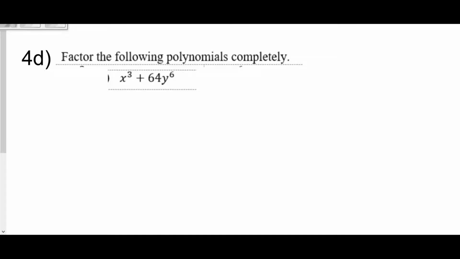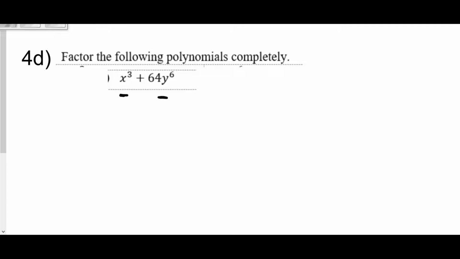For D, factor the following polynomial completely. Now, again, we always start by looking for the GCF. I don't see one here, so we move on. This is a binomial, and in order to factor a binomial, which is just a polynomial with two terms, you could either use a difference of two squares or perfect cube.